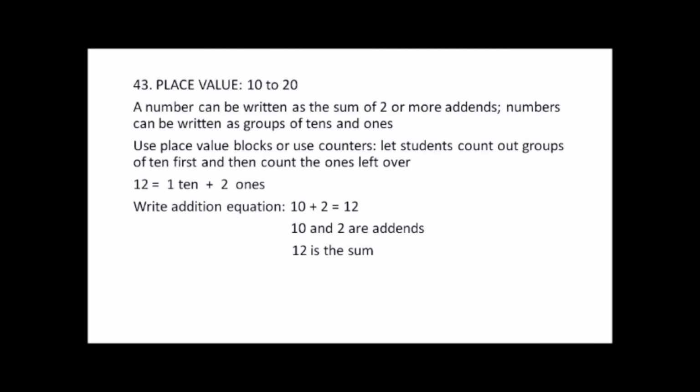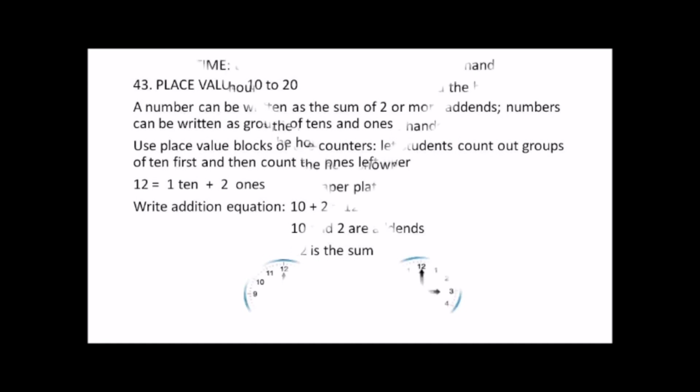43 place value, now we're moving from 10 to 20. The number can be written as sum of 2 or more add-ins, and for place value you want it written as groups of 10s and 1s. So that's what you want to expose them to. So present them with counters or with blocks, place value blocks, and present them with a problem. So you're dealing with the number 12. There are 12 students in the class, so it'll be 1 10 plus 2 1s. Let them write the addition equation and then break it up.